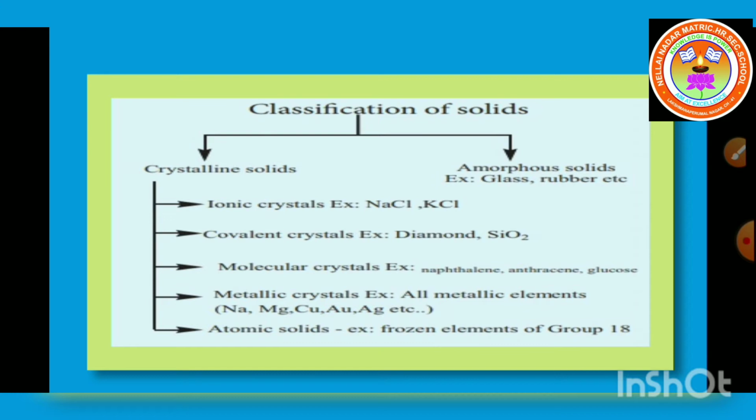The fourth one is metallic crystal, for example all metallic elements, such as sodium, magnesium, copper, gold and silver, etc. These are all metals, isn't it? The last classification is atomic solid, for example frozen elements of group 18. Now the classification of solids is clear.